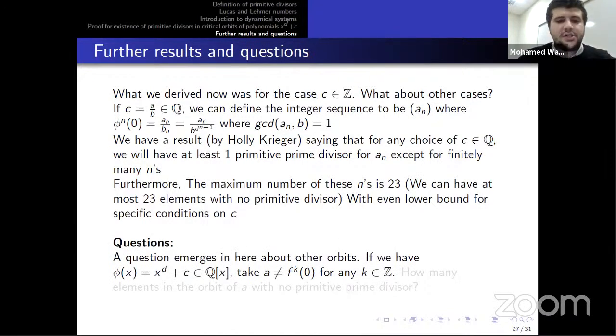So we can see a question emerges when we say phi of x is x to the power d plus c, and taking a to not be in the critical orbit. How many elements in the orbit of a have no primitive prime divisor? This can be another question.